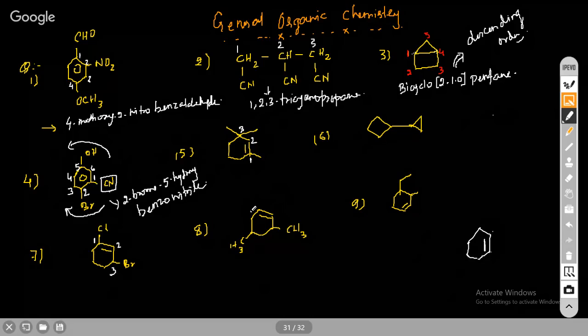3,5-dimethyl cyclohexene. Okay. So if we start numbering from here, 1, 2, 3, 4, 5, 6, so it is 4 and 6 position. From the other side, 1, 2, 3, 4, 5. So the lowest sum of locants will be followed. 1, 2, 3, 4, and 5. So 3, 5 dimethyl cyclohexene. Correct. So this one is also correct. Now what is the name of this one?